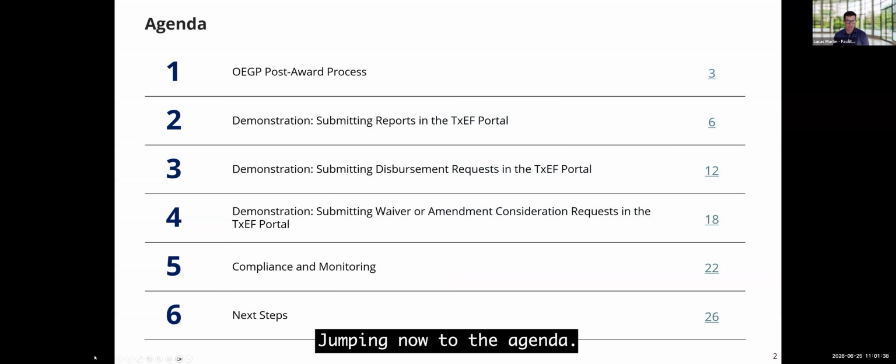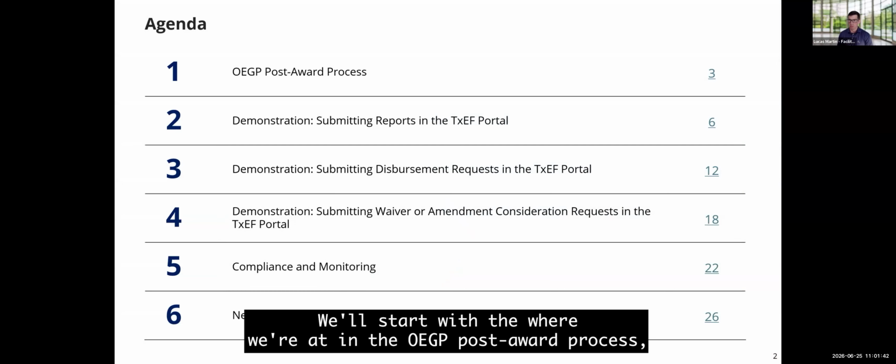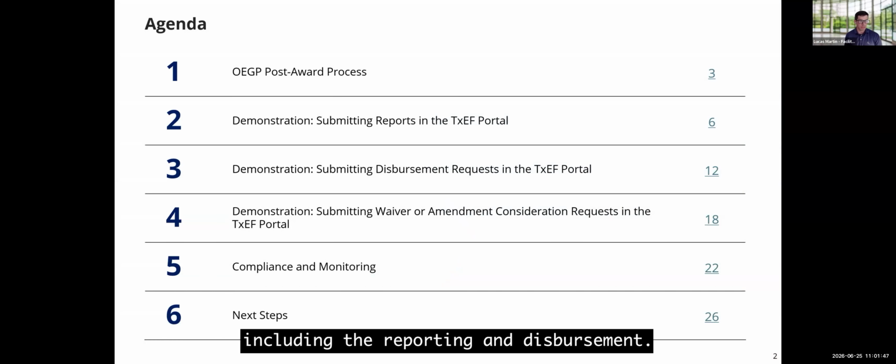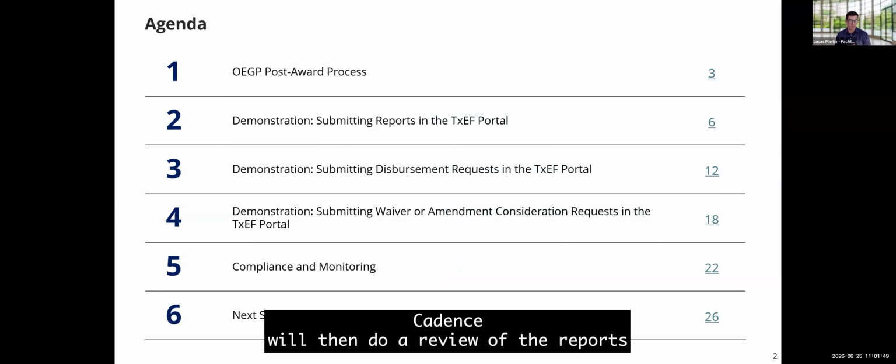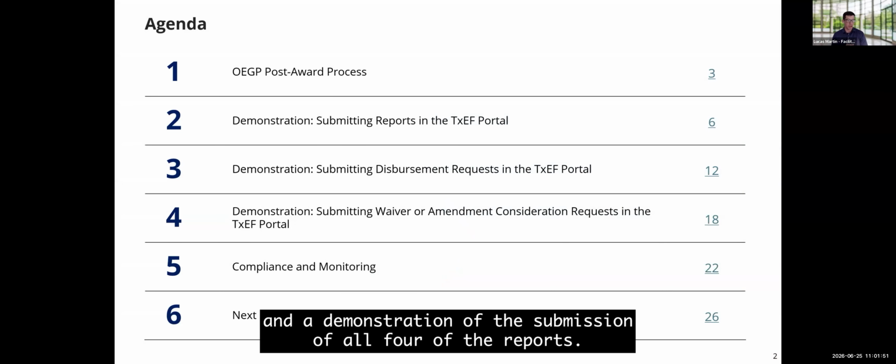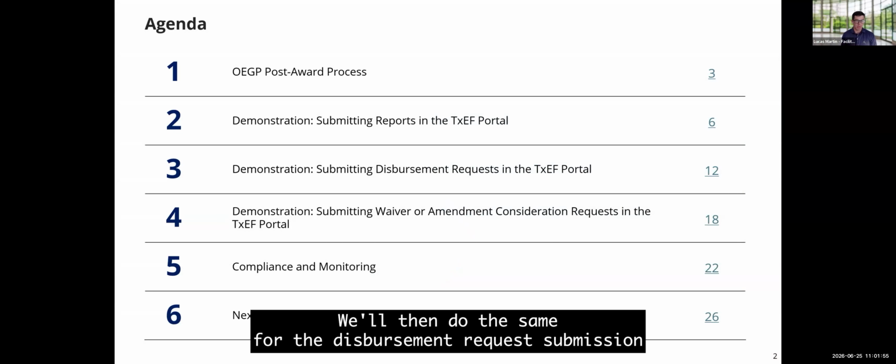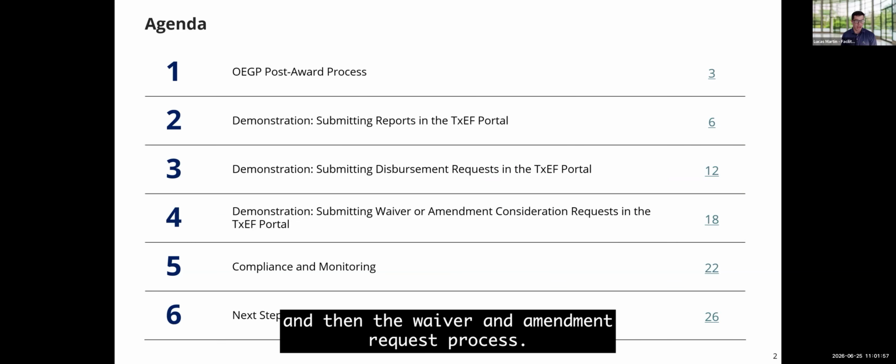All right, jumping now to the agenda. So a busy day today. We'll start with where we're at in the OEGP post-award process, including the reporting and disbursement cadence. We'll then do a review of the reports and a demonstration of the submission of all four of the reports. We'll then do the same for the disbursement request submission and then the waiver and amendment request process.